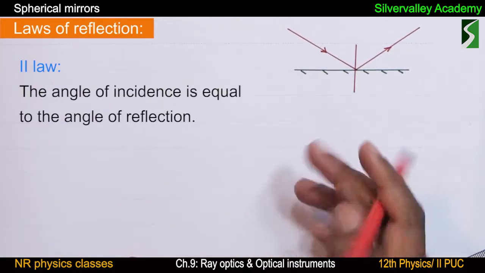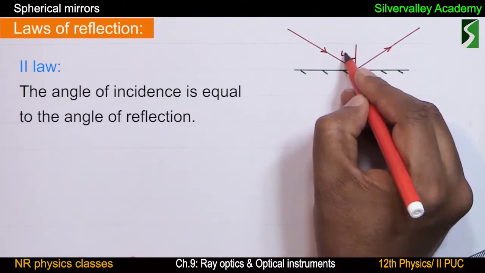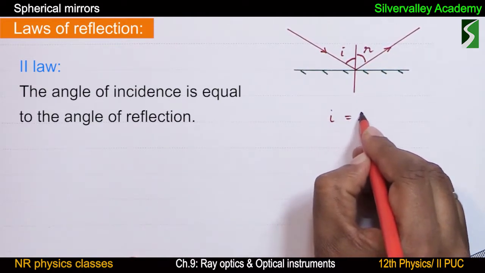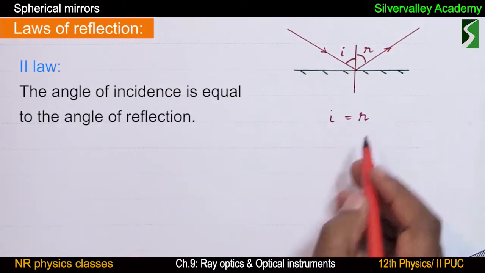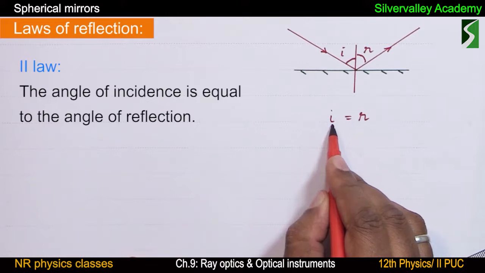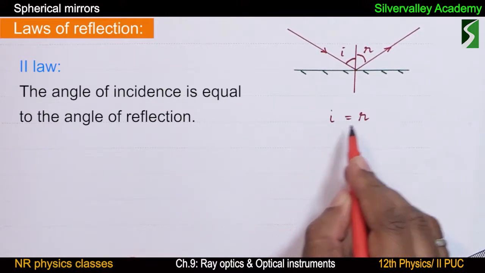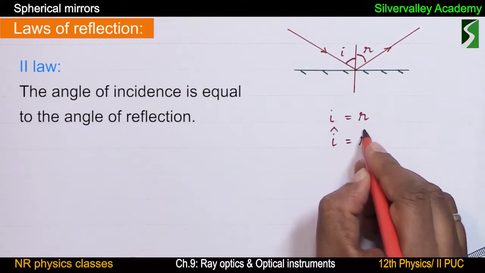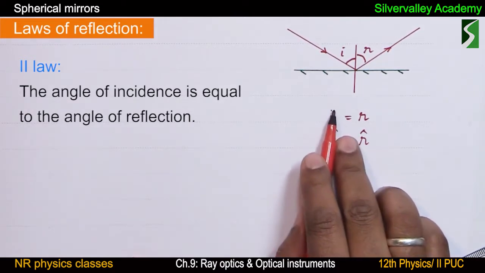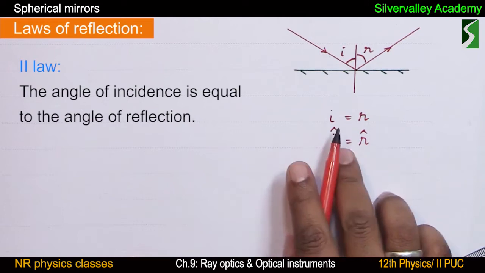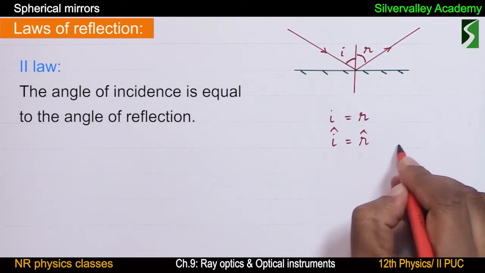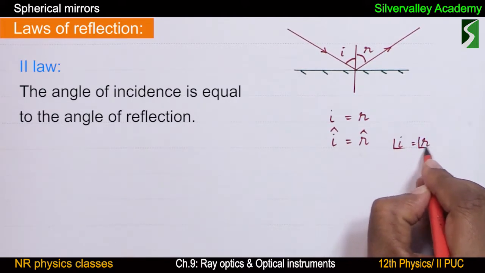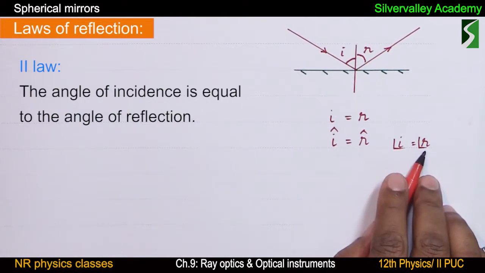Second law, the angle of incidence is equal to the angle of reflection. I equal to R. So in ray optics or geometrical optics, I represents angle of incidence, R represents angle of reflection. If you write like this, then also it is fine. If you forget the arrowhead, then also it represents angle. Okay, don't get confused. I, R, this also represents angles.